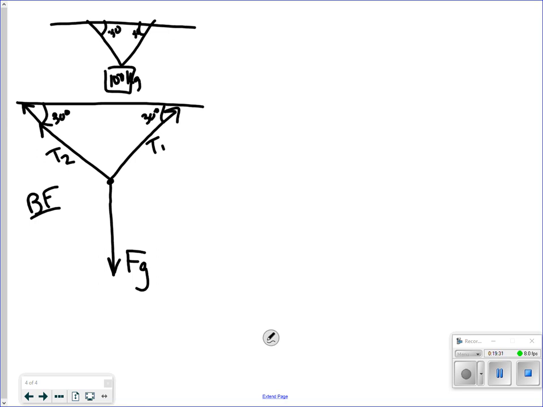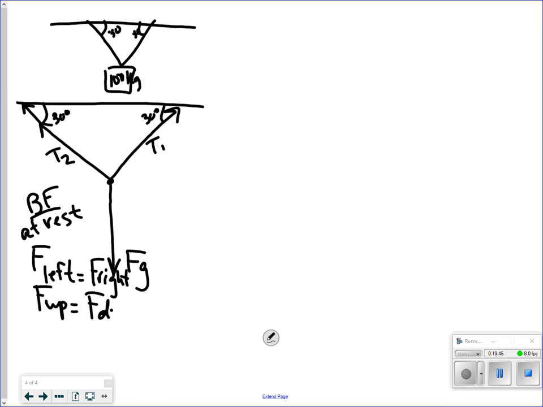All right, so we have balanced forces because we are at rest. What this tells me is that left equals right, forces up equal forces down. All right, so mathematically I can work with this.